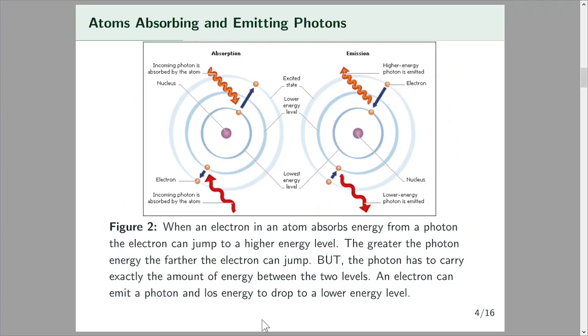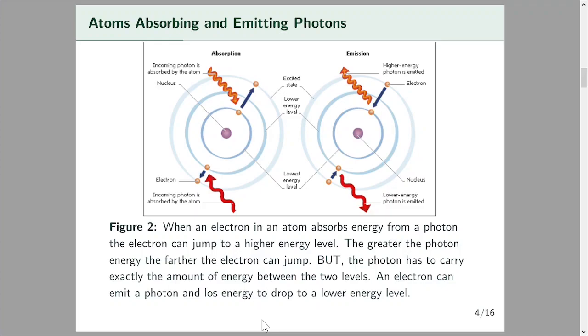And so here's another picture of it, right? When an electron in an atom absorbs energy from a photon, the electron can jump to a higher energy level. The greater the photon energy, the farther the electron can jump, but the photon has to carry exactly the amount of energy between the two levels. An electron can emit a photon and lose energy to drop to a lower level.